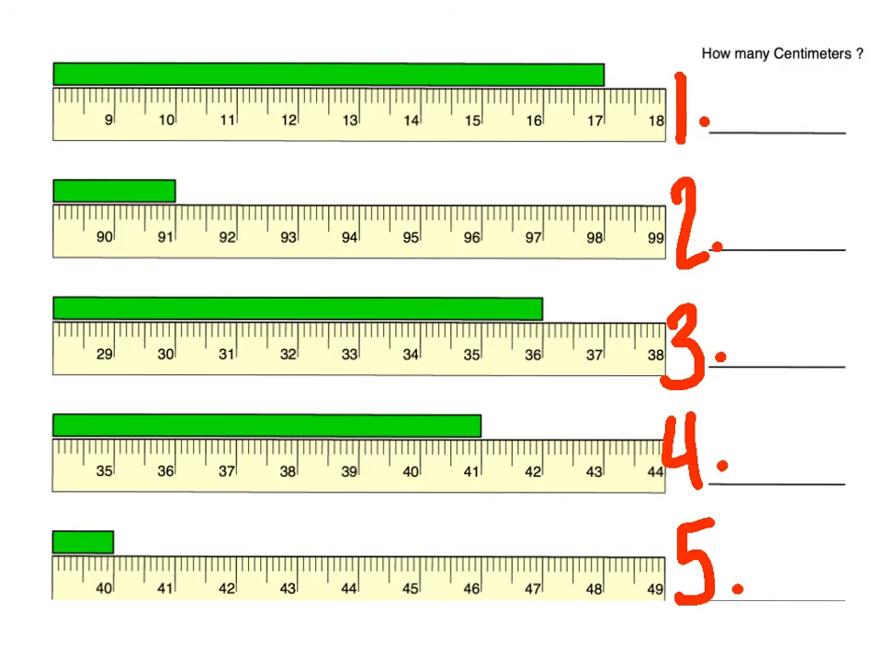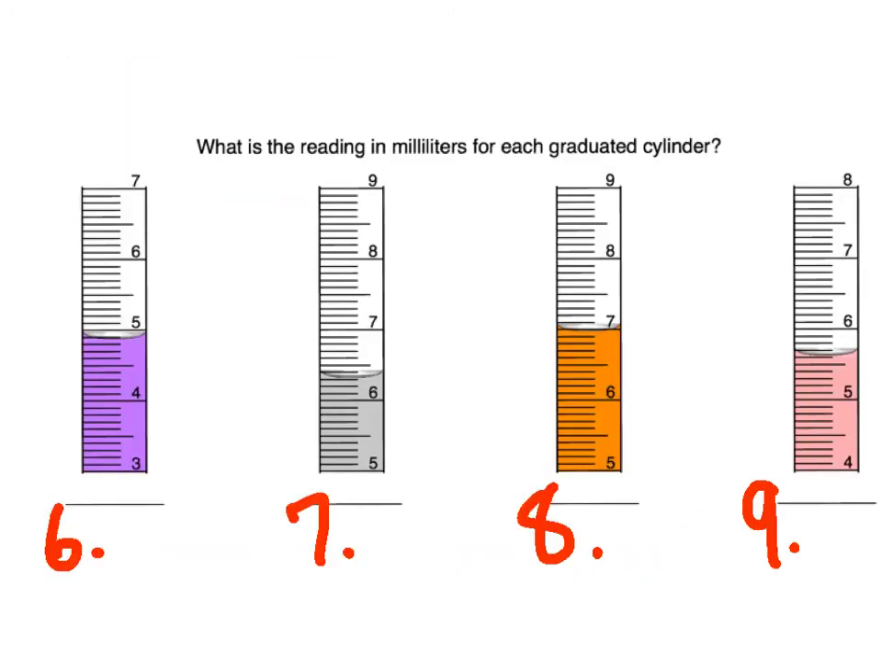So, go ahead and do 1 through 5. Pause the video so that you can get them all done before you go on to the next one to make sure you have enough time. So here we have centimeters on our ruler. So make sure you pause it and do these. Okay, so 6, 7, 8, and 9 are graduated cylinders. On your paper, record how many milliliters you see in each of these. So make sure that you pause the video, get down all those before you move on to number 10.